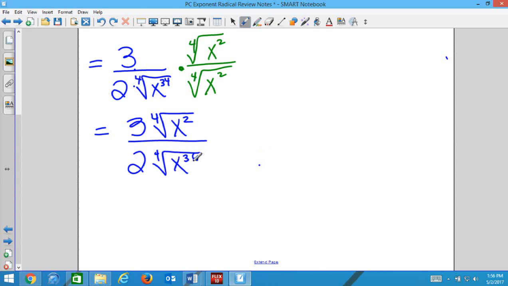I guess we could have done that earlier. It's like the exact same thing we had earlier, but that's okay. So on the bottom, if I simplify x to the 36 over 4, then I have 2, and what's x to the 36 over 4 become? X to the 9.